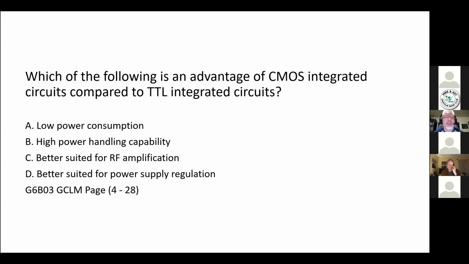Which of the following is an advantage of CMOS integrated circuits compared to TTL integrated circuits? A, low power consumption. B, high power handling capacity. C, better suited for RF application. Or D, better suited for power supply regulation. Alpha. Alpha is correct. It's lower power consumption.